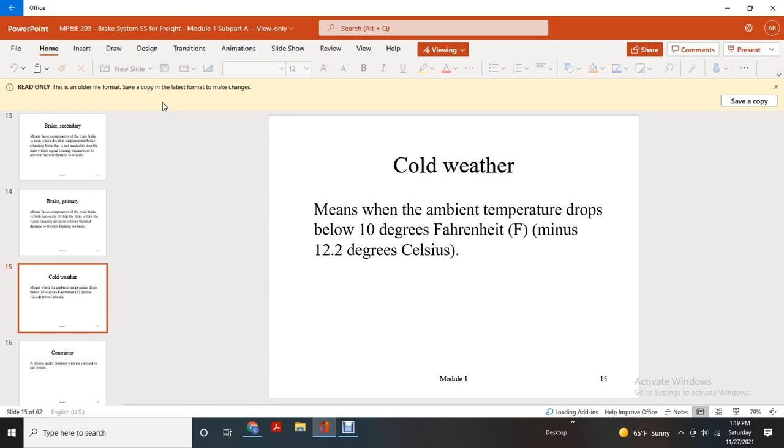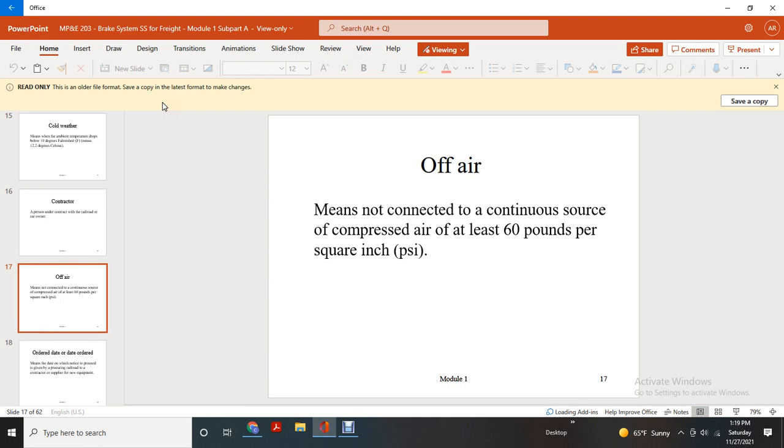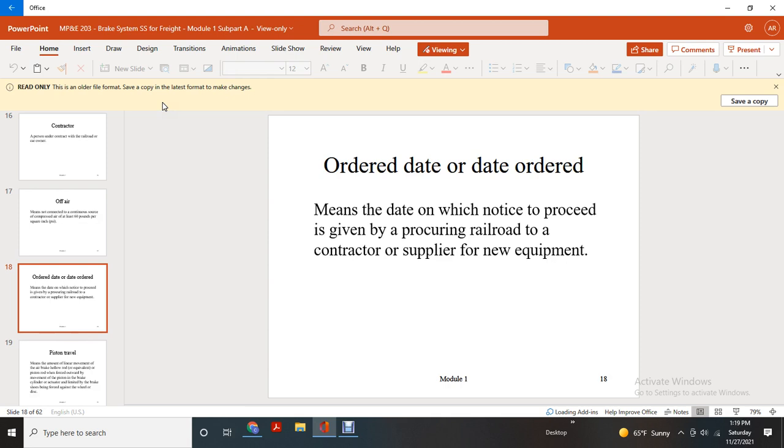Cold weather means the ambient temperature drops below 10 degrees Fahrenheit, minus 12.2 degrees Celsius. Contractor: a person under contract with the railroad or car owner. Off air means not connected to a continuous source of compressed air at least 60 pounds per square inch. Order and date ordered: the date at which the notice proceeded to be given by the procuring railroad to the contractor and supplier for the new equipment.